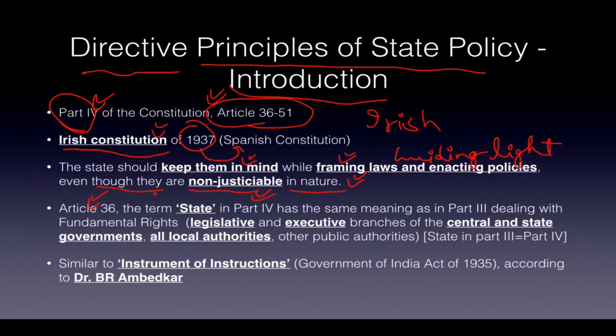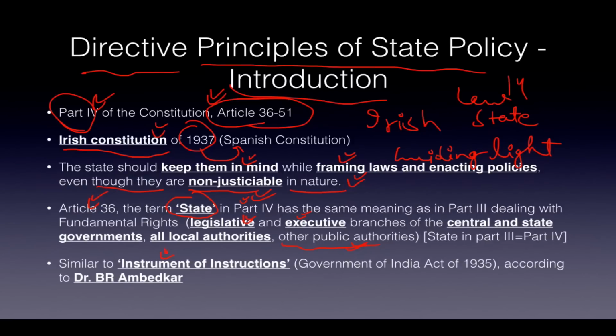So first of all, the technical stuff. The term state in part 4 and part 3 is absolutely the same. If we go to Article 12 and Article 13, they describe what is law and what is state. Only then does it start with the fundamental right, that is Article 14, equality before law. So the same meaning of state which is there in part 3, that is fundamental rights, is there in part 4. That is the legislative and executive branches of both the governments, that is the central government, state government, all the local authorities, all other governments, and any orders or bylaws passed will be covered in law. And here the state will be any public authority. Absolutely any public authority is a state.